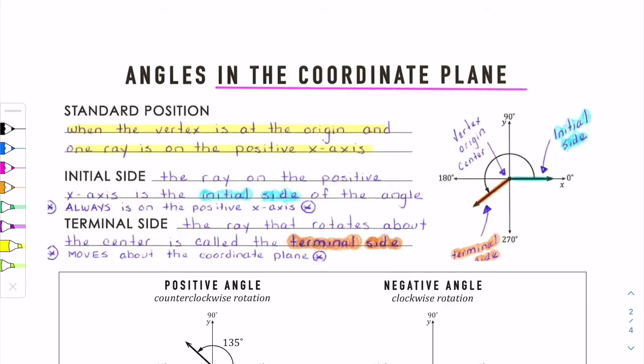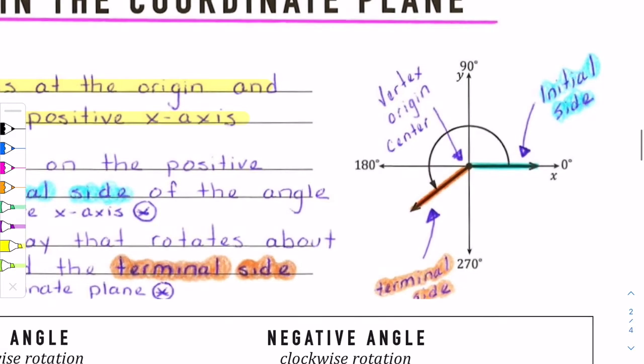Okay, so if we look at this, here's the origin. Standard position means that you always have one side of your angle on the positive x-axis. By the way, this is what we're working towards graphing. We're graphing angles in the coordinate plane. So again, standard position, origin, one ray, or one side of the angle on the positive x-axis.